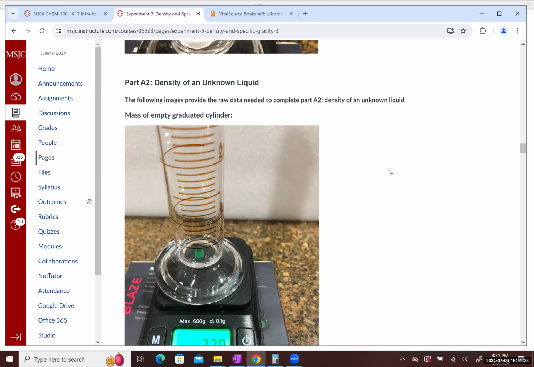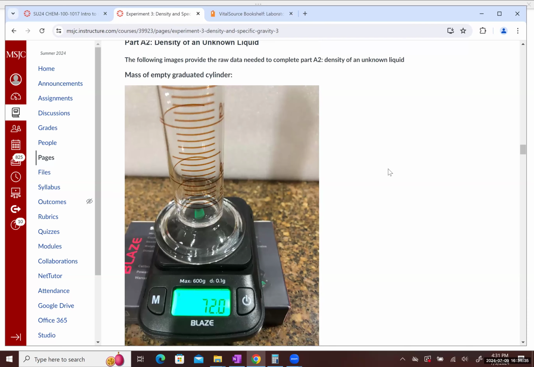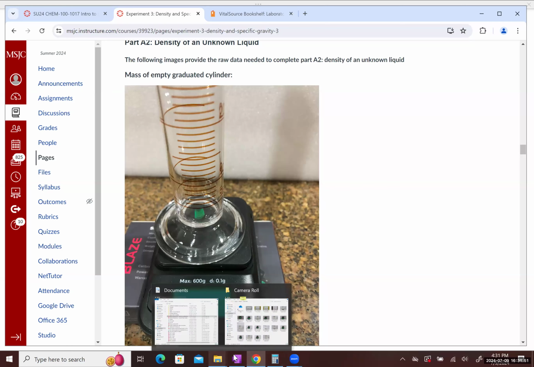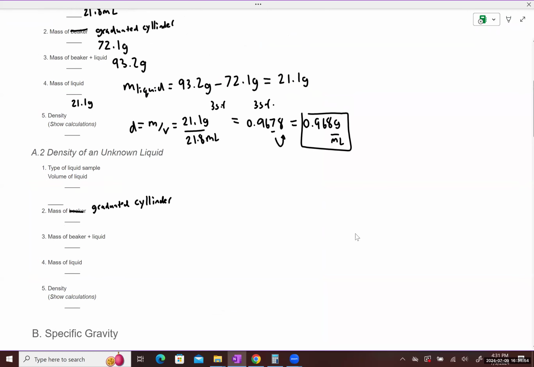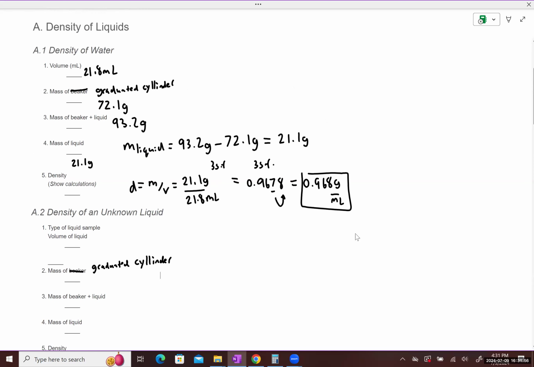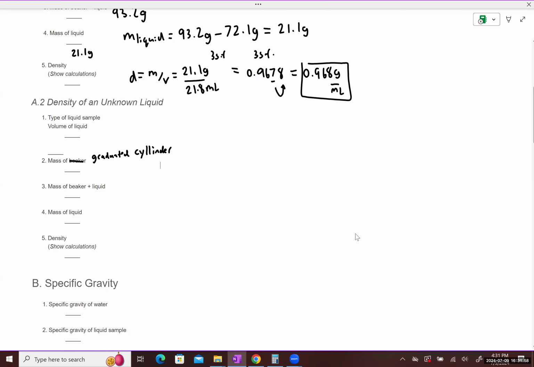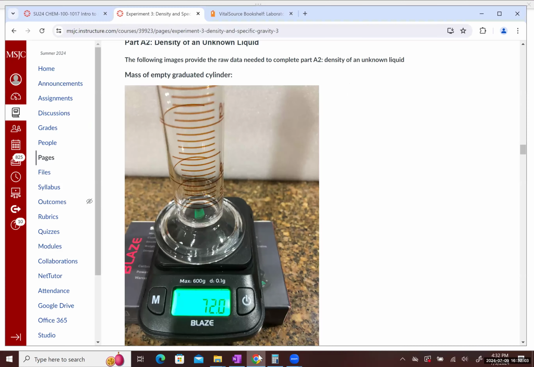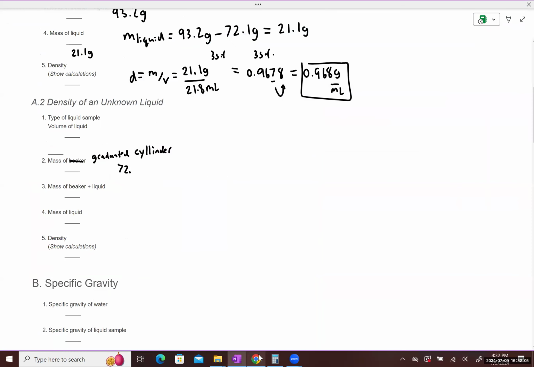Okay, so again, as always, we have the mass of the empty graduated cylinder. And this is a sign that we're exercising reasonably good lab technique, is that the mass of the empty graduated cylinder is pretty consistent across our two trials. So let's just write that down. So the mass of the empty graduated cylinder, 72, let me just check one more time, 0.0 grams.